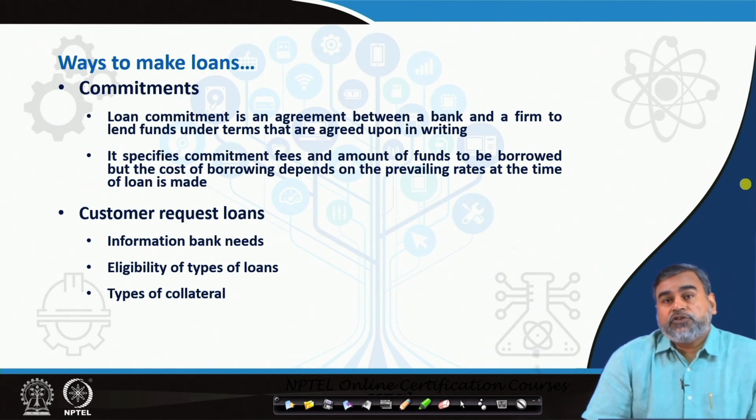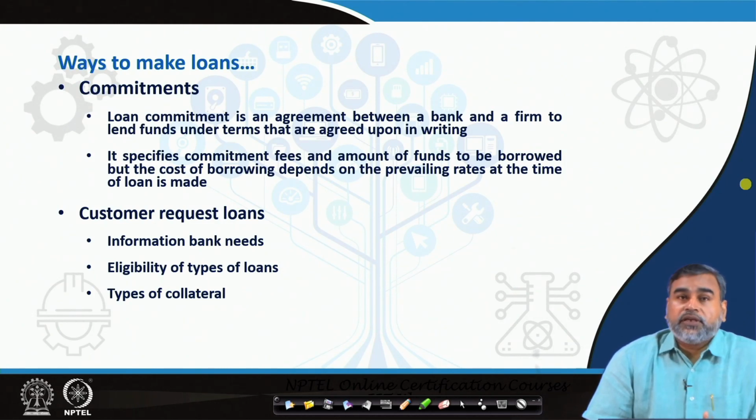And another most important thing: types of collateral. What kind of collateral are you giving? You are giving a primary collateral, like for example, you are buying a house, your house is the primary collateral. You are buying a car, your car is the primary collateral. Or you are giving some collateral which does not exactly have a fixed value. So, in that particular context, we have to ensure what kind of collateral we are giving.